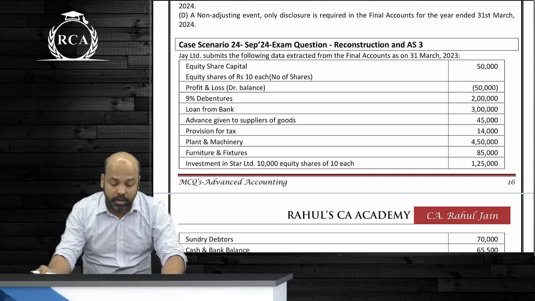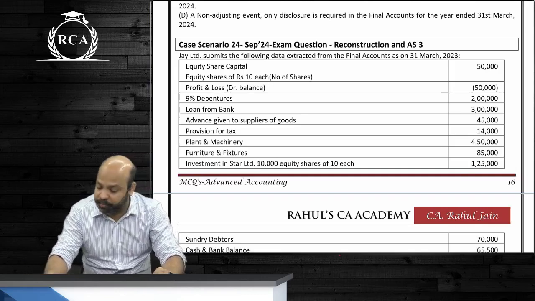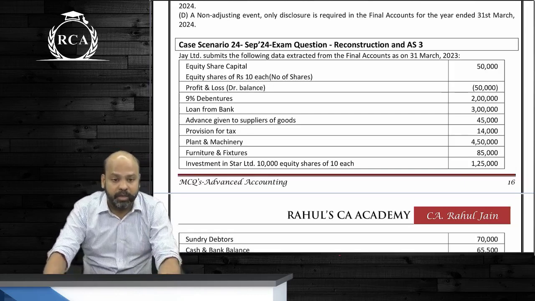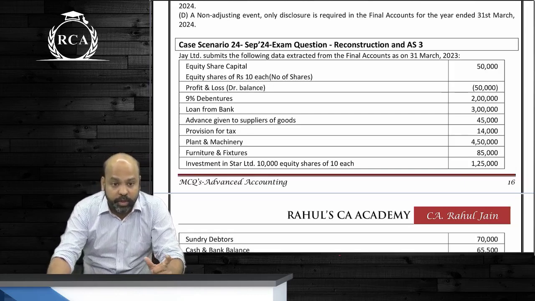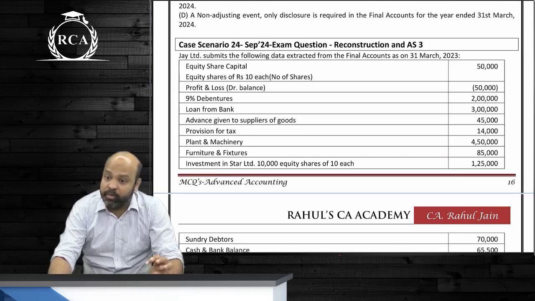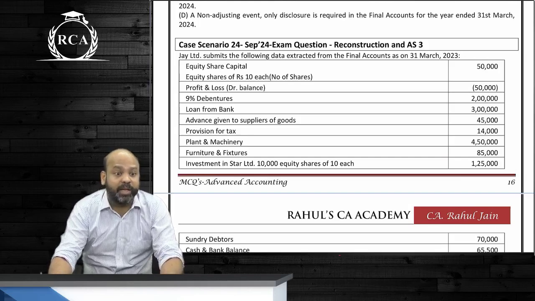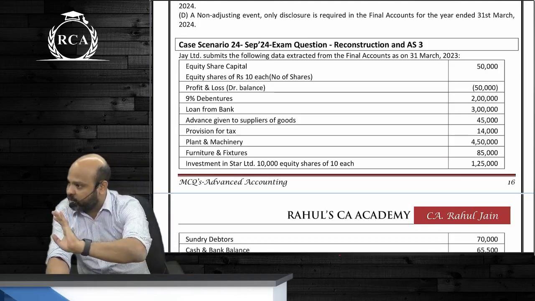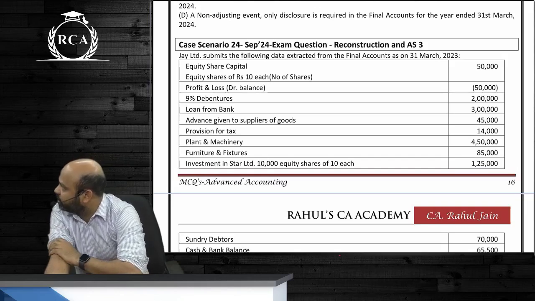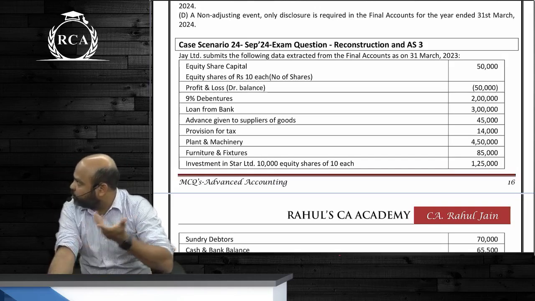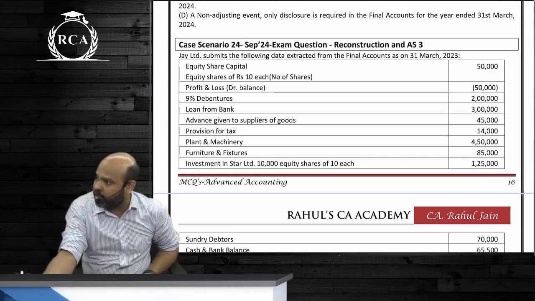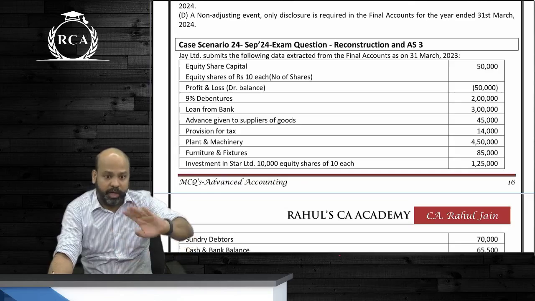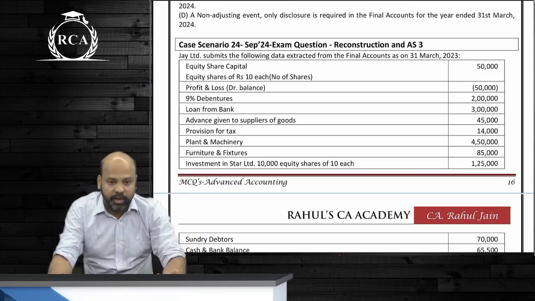J Limited submits the following data extracted from the final accounts as on 31st March 2023. Equity share capital, equity shares of 10 each, 50,000. Now, in the exam they did not give the number of shares in brackets. But as per the solution, they assume that the share capital is 5 lakh rupees. If they simply mention equity share capital and say equity shares of 10 each, I would have assumed that 50,000 is the entire equity share capital. But when you solve, you will realize that none of the answers will match if you take it as 50,000 rupees.